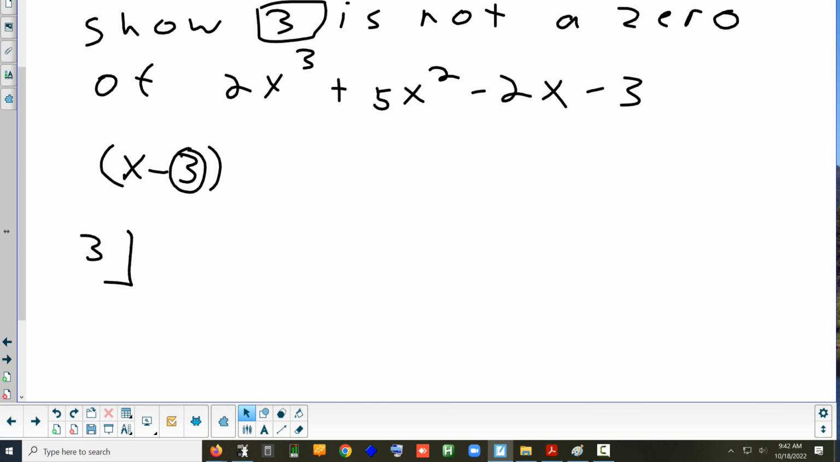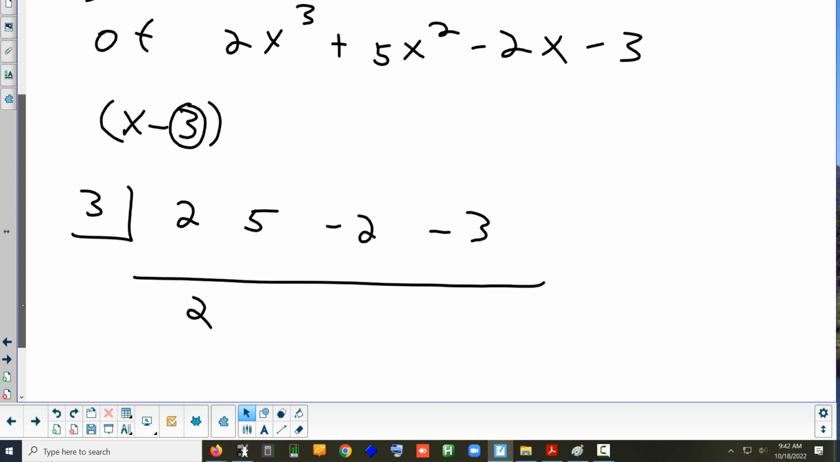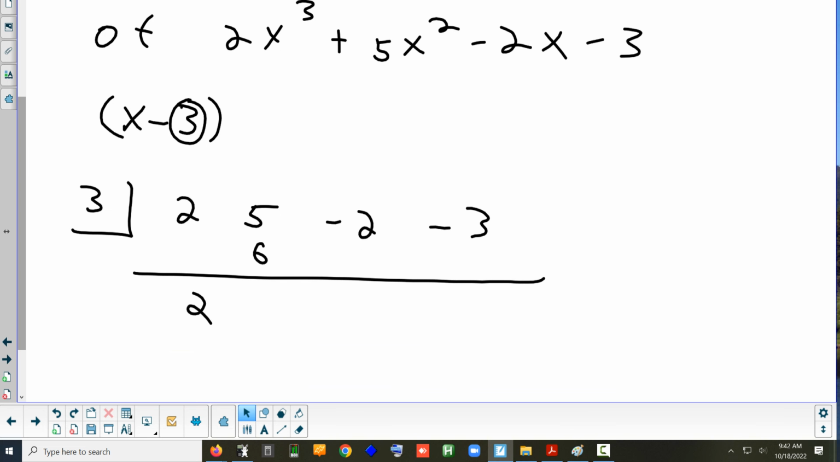So put the 3 on the outside. 2, 5, negative 2, negative 3. Bring down 2. 3 times 2 gives me 6, plus 5 is 11. 3 times 11 is 33. Negative 2 plus 33 is 31. This isn't looking like we're going to get 0. 3 times 31 is 93. And 93 plus negative 3 is 90. We got a remainder of 90 when we divided this.